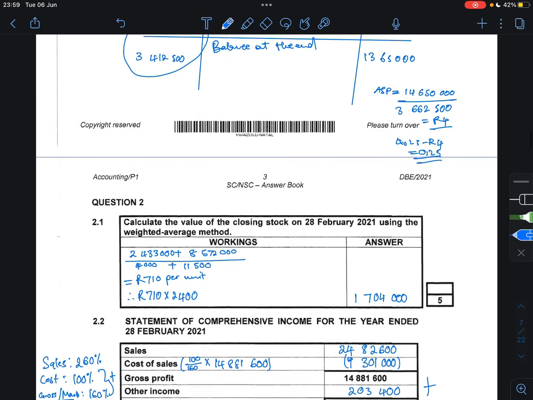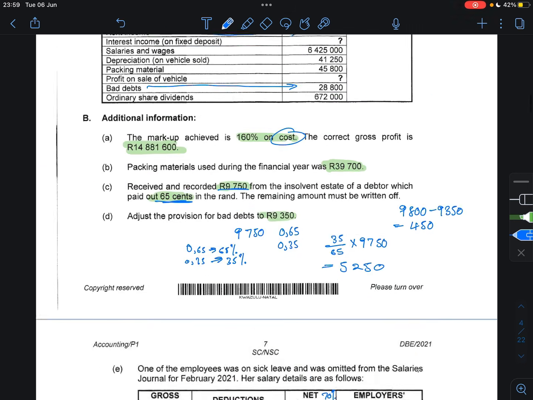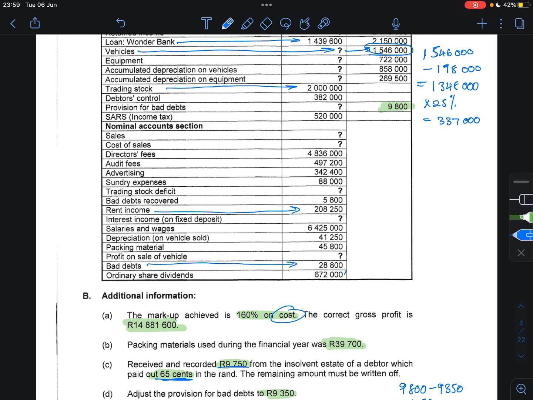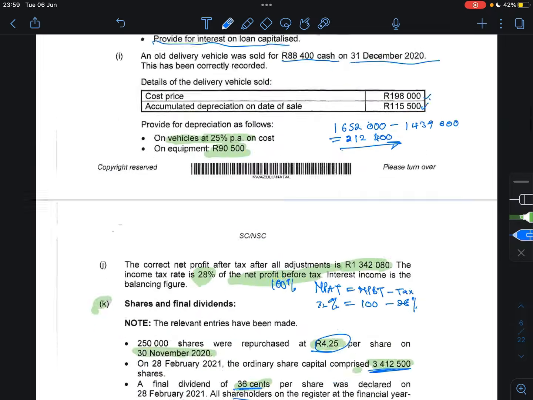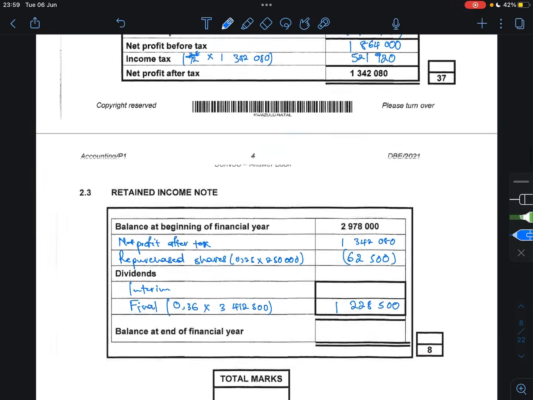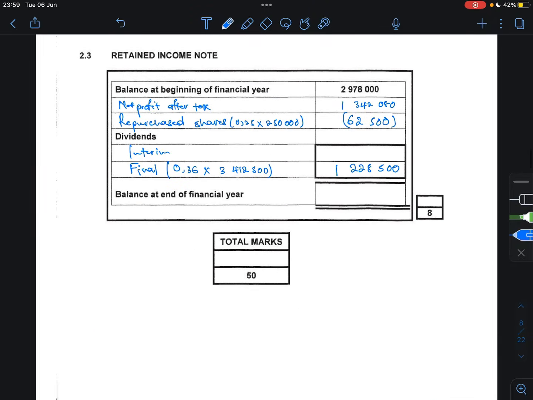Your interim, you must be given on your pre-adjustment trial balance, is 672. Okay, that's 672. Add these two amounts, put a bracket here, because this decreases our retained income. I'm getting 1,900,500.